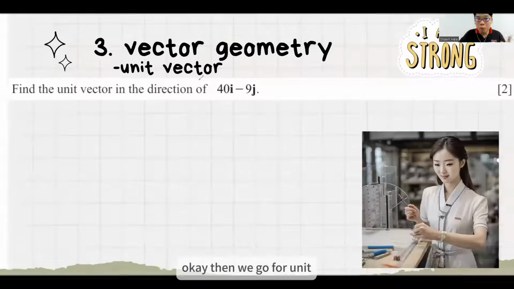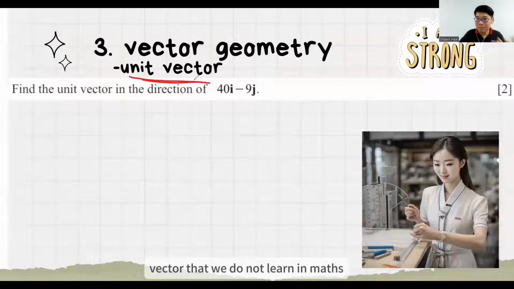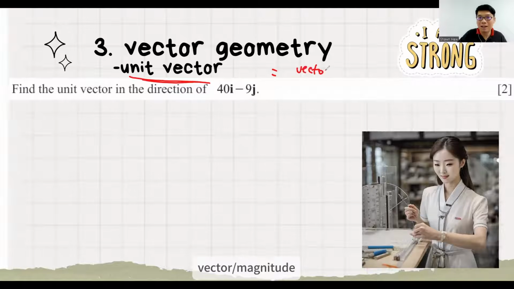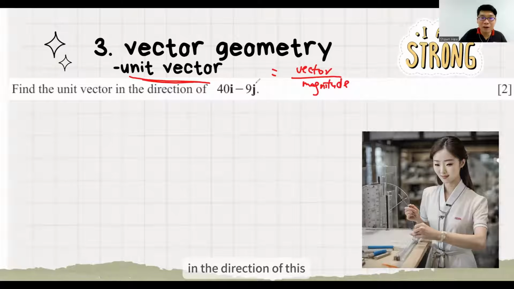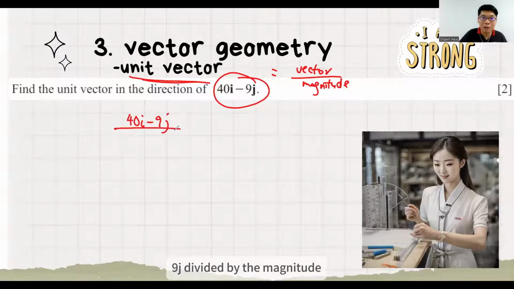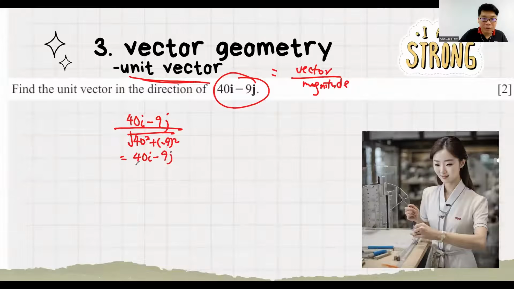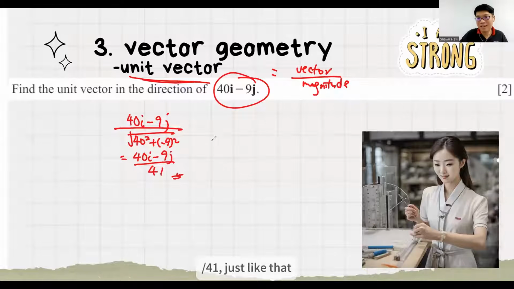Okay, then we go for unit vector that we do not learn in maths. So unit vector, as I say, is just the vector divided by the magnitude. They ask you to find the unit vector in the direction of this. So unit vector is just 40i minus 9j divided by the magnitude. The magnitude is this. So we get it is over 41, just like that.